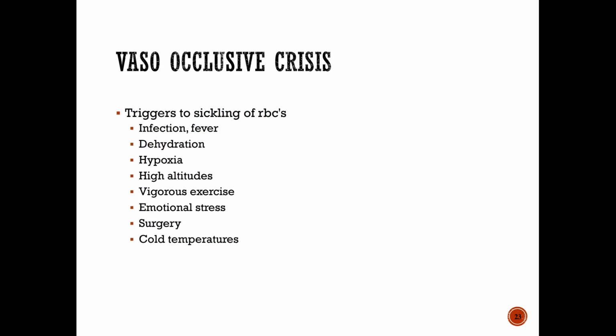Triggers to the sickling of the red blood cells include infection, fever, dehydration. So hydration at home is very important. A lot of kids, if they're playing sports or it's summer and they're outside running, become dehydrated and then they can go right into a crisis. So good hydration is important at home. Hypoxia, high altitude. So if they're traveling or hiking, you want to address that. Vigorous exercise, like I talked about, can lead to dehydration, but it can also cause stress on your body, and so it can cause those cells to sickle.